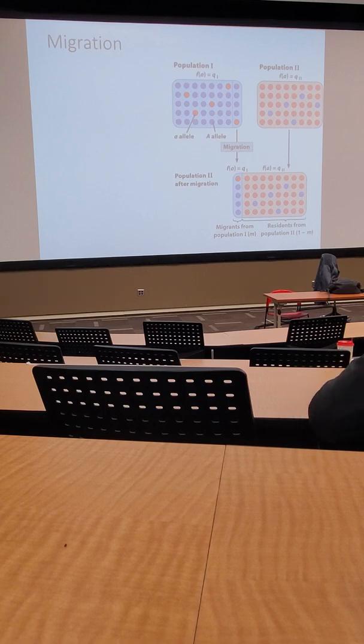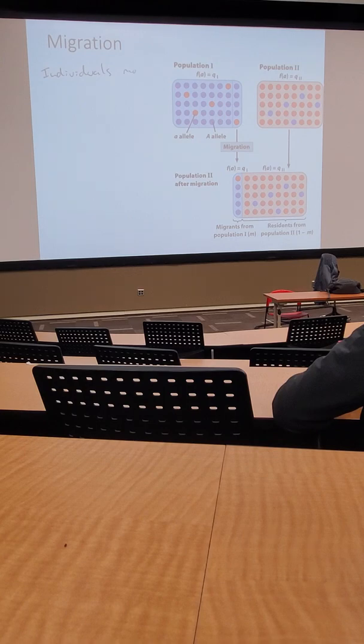So when you hear migration, you might think of individuals moving. That's true, but we care about alleles moving, right? So migration is individuals moving, but for population genetics, we care more about alleles moving. Why is that important? Does anyone think about why that's important? Any ideas?